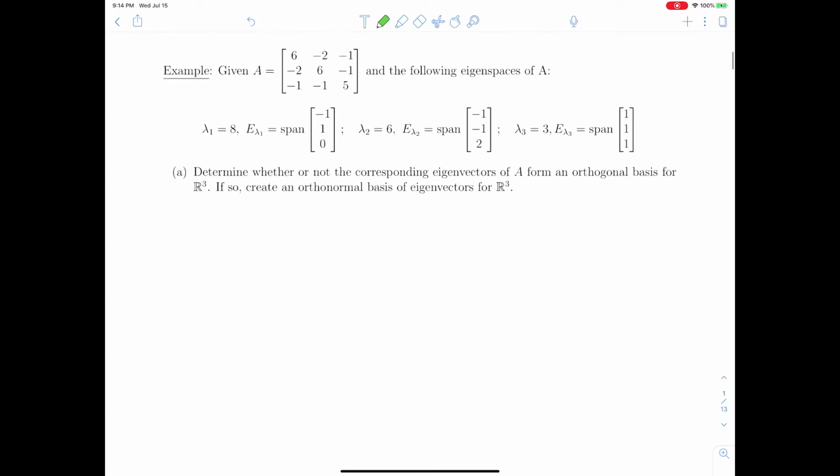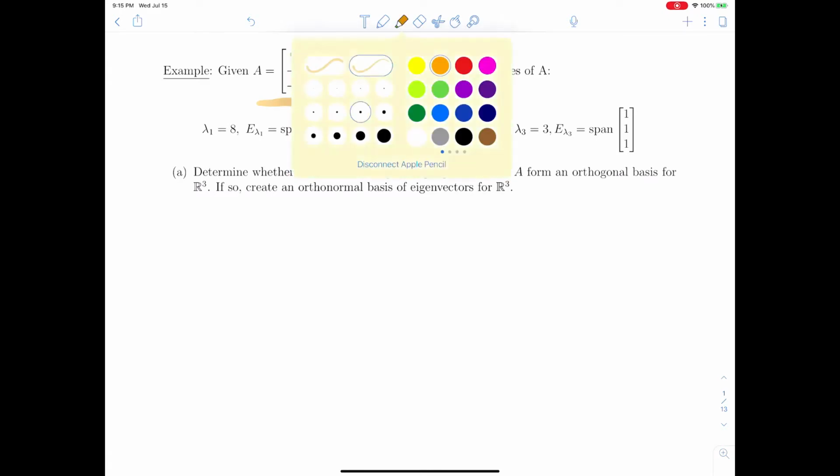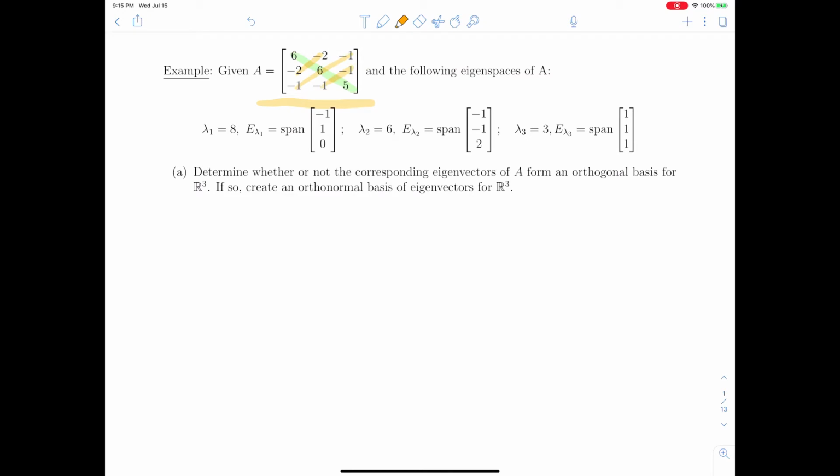So let's see what the properties of symmetric matrices are. Suppose that A is given by this matrix, and you can see that A is symmetric along its diagonal entries, so compare all these entries. Suppose also that you have eigenvalues 8, 6, and 3 and corresponding eigenvectors (-1, 1, 0), (-1, -1, 2), and (1, 1, 1).